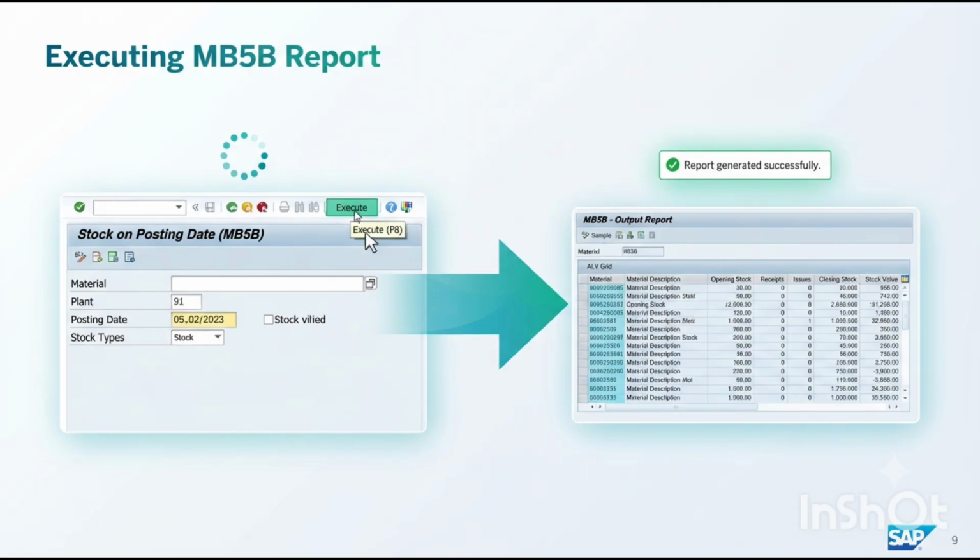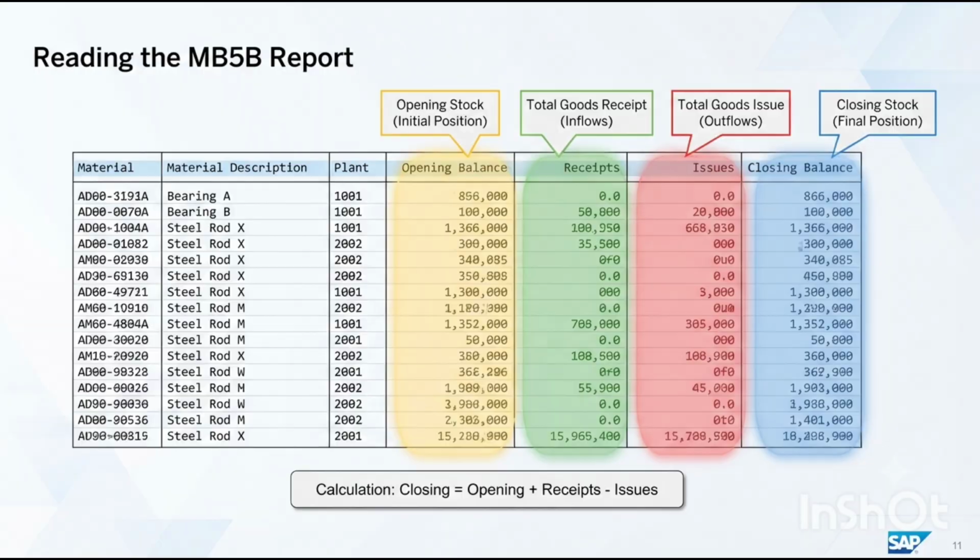Now let's move forward and understand how to read this important report. So this picture is showing how the MB5B output report looks like. The report is well organized with columns for material number, plant, storage location and then the key movement selections. Opening stock, total goods receipt, total goods issue and finally the closing stock both in quantity and value.